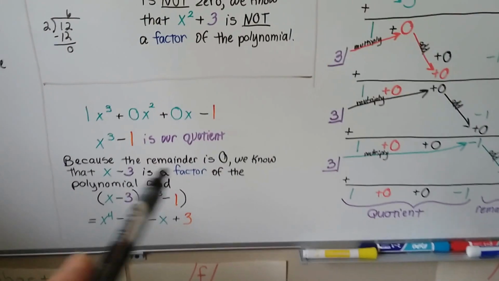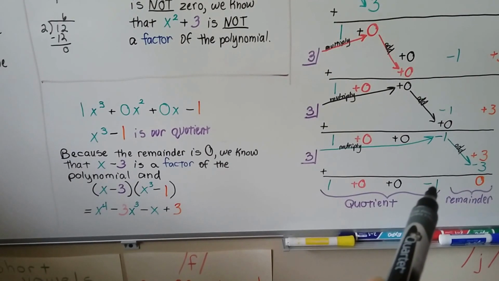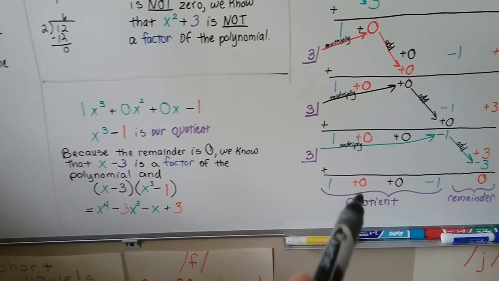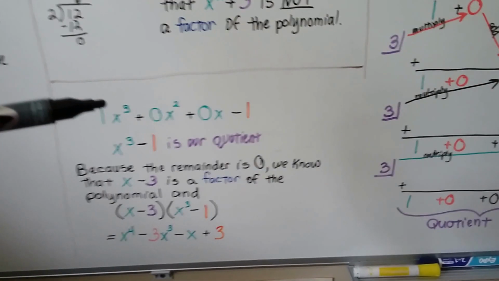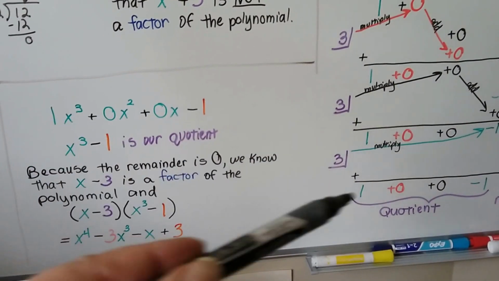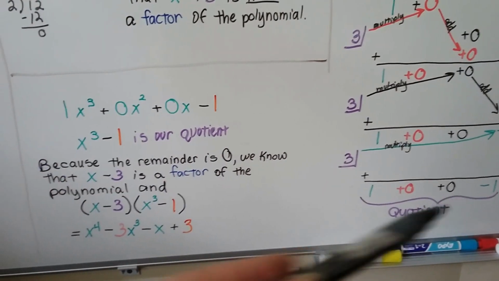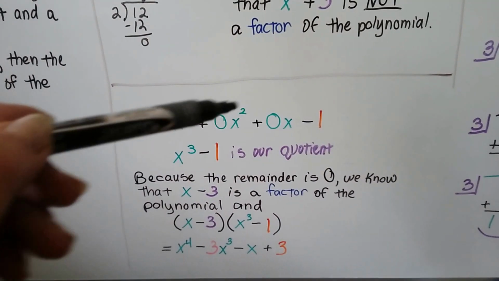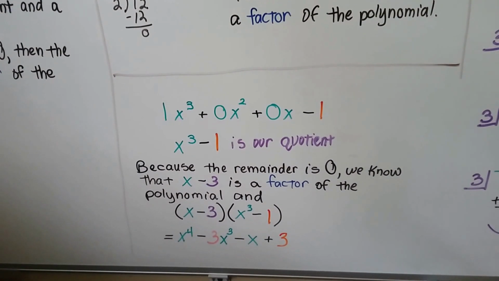So this 1, 0, 0, negative 1 with a remainder of 0, this is our constant, negative 1. This is our x. This is our x to the second power. This is our x to the third power. So that would give us a 1 x to the third power plus a 0x squared plus a 0x minus 1. See? We don't need to write these 0 ones, do we? So we just have x to the third minus 1 as our quotient.